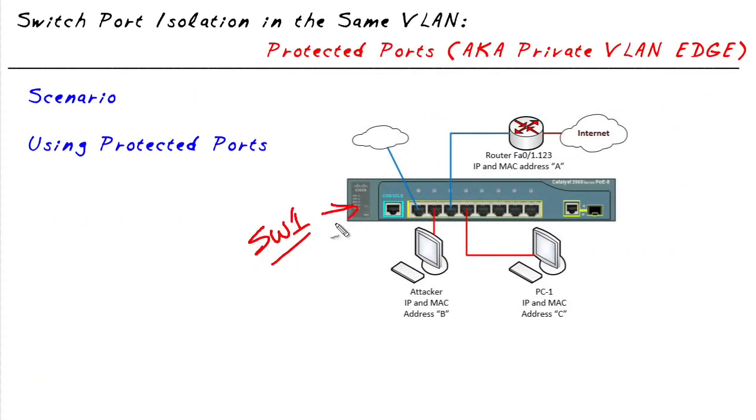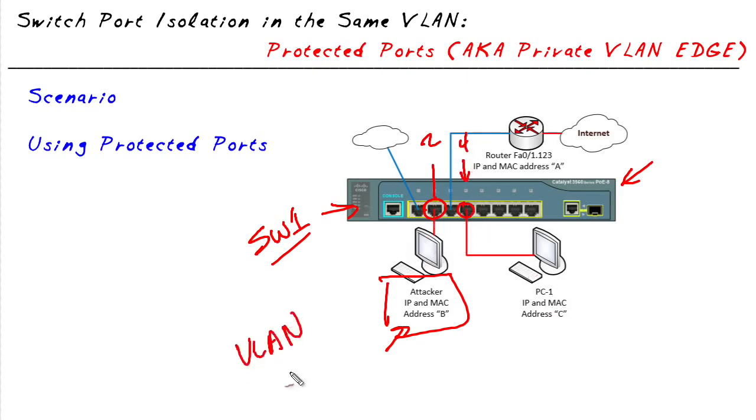Let's begin. I'd like to introduce you to switch number one. In this case, it's the only switch that we have in our topology, and on port number two, we have a malicious host. It's running Backtrack or Kali or some other kind of penetration testing tool. And it's come to our attention that this attacker is starting to attack this PC, which is connected to port number four. Both of these ports are in VLAN 123, so they're in the same broadcast domain. And as a result, they're also on the same subnet.